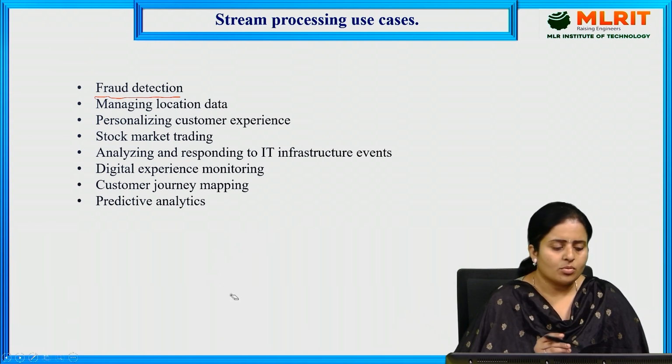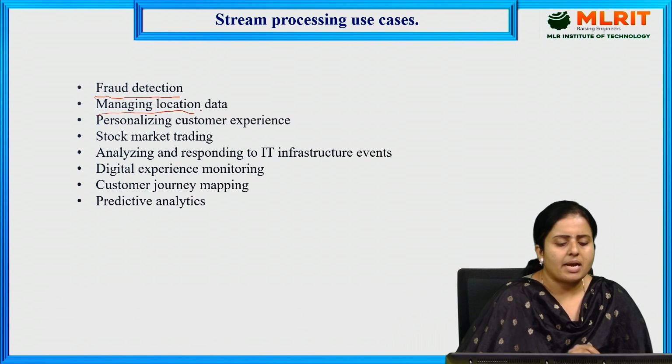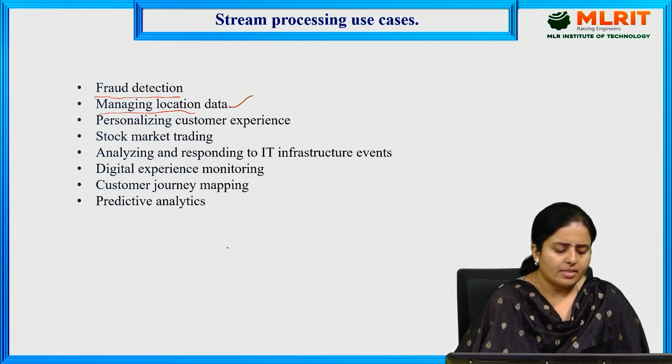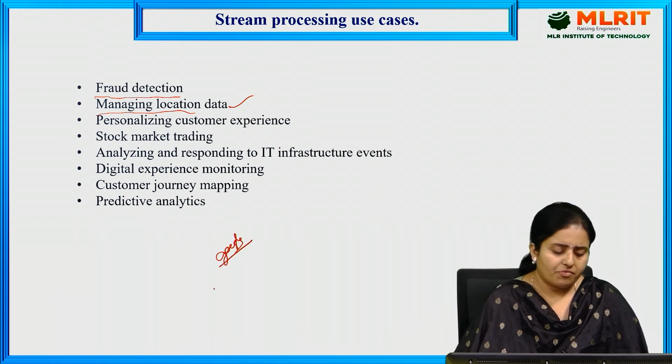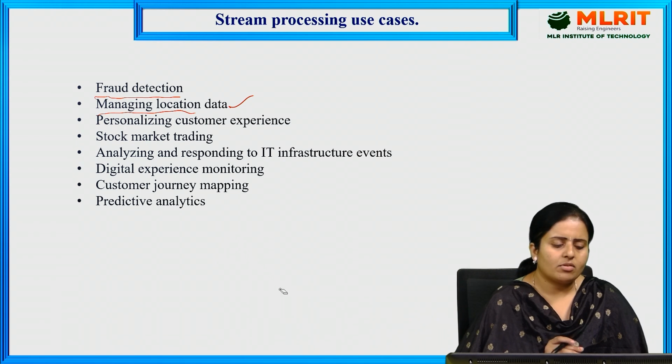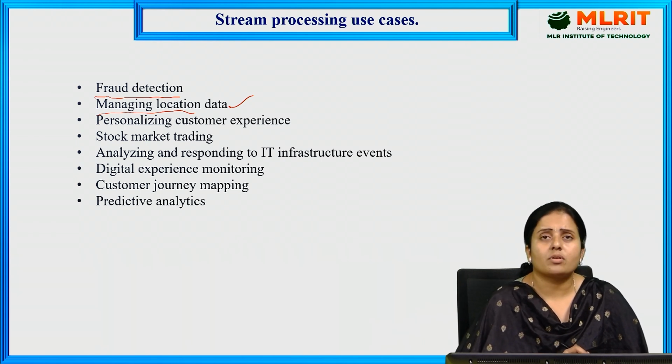The next application is managing location data. As all of you know, there is Google Maps. If we take Uber or Ola as an example and apply this kind of technology to these applications, we can find the location details, every second or every minute, of where the device or the vehicle is. For that kind of data also we can apply stream processing technology.